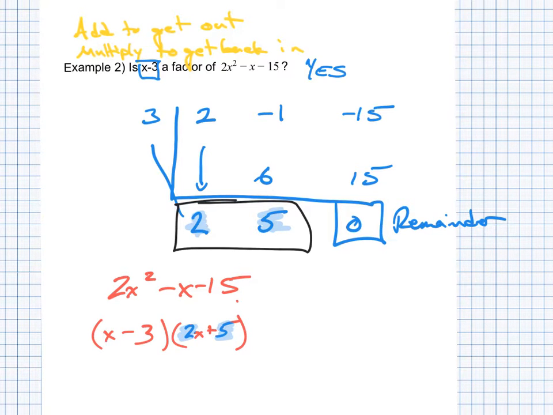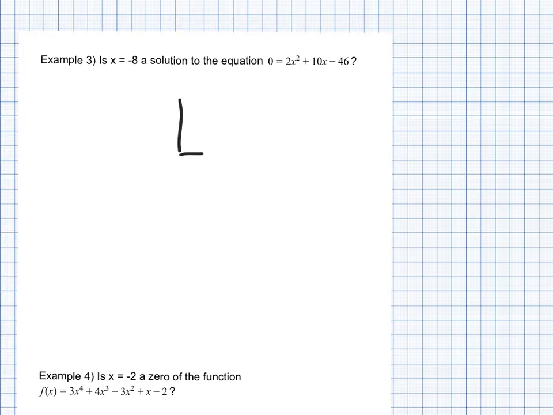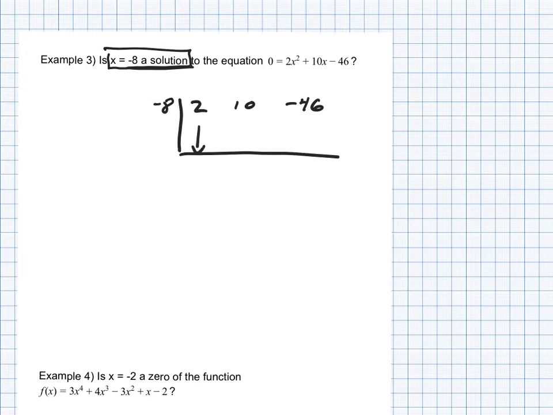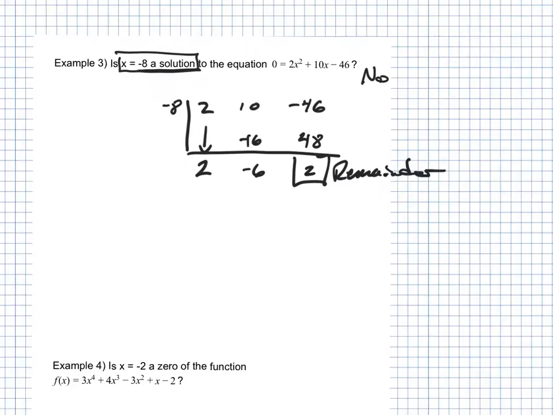Let's take a look at a couple more. Is x equals -8 a solution? Since we have the 0 value, we're going to go ahead and put that outside. We don't have the factor. We want to know if this number is a solution to this equation. 2, 10, -46. Add the first coefficient down, multiply to get back in the box. Add to get out, multiply to get back in. Add to get out, and this last entry will always be your remainder. What do we do now? Nothing. The answer is no, so we cannot factor this polynomial any further.